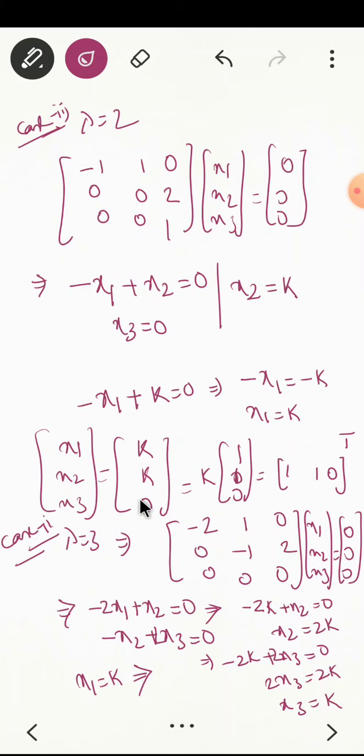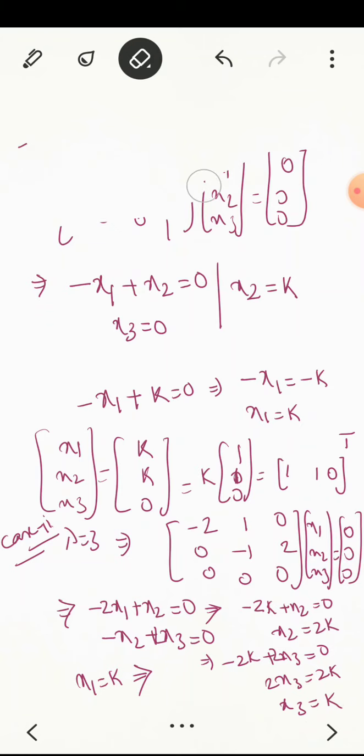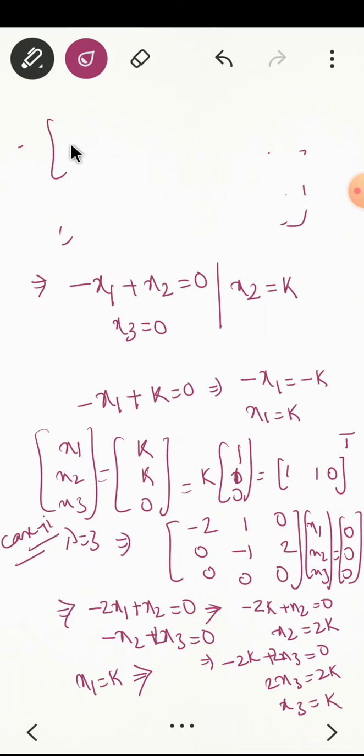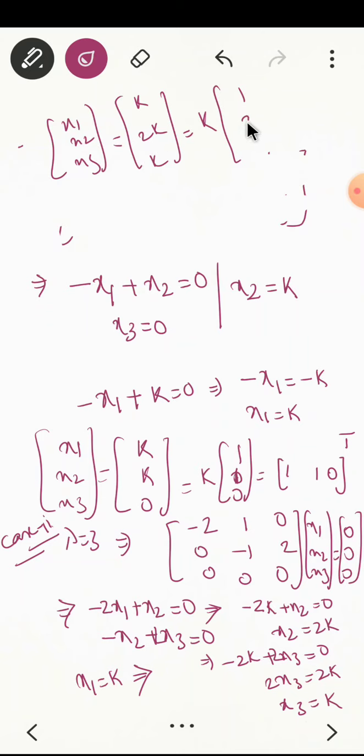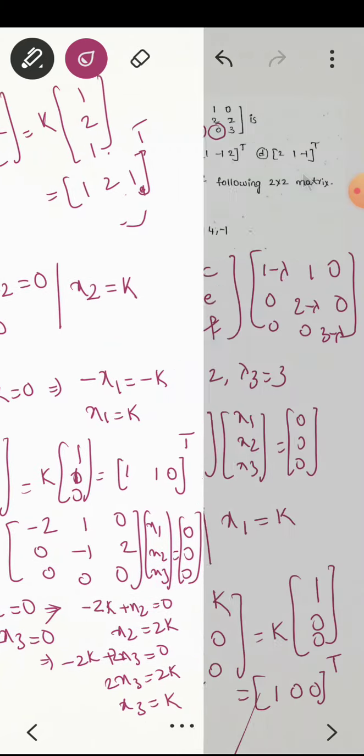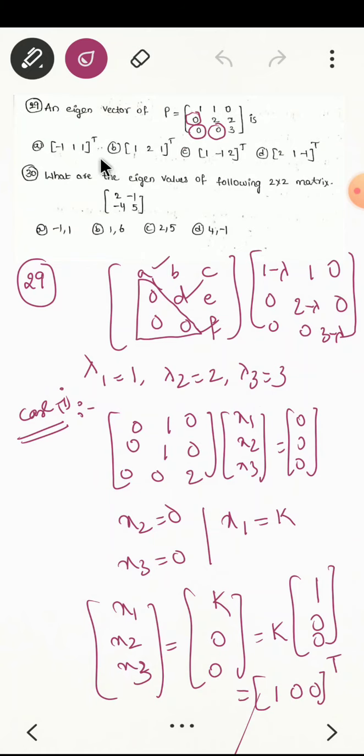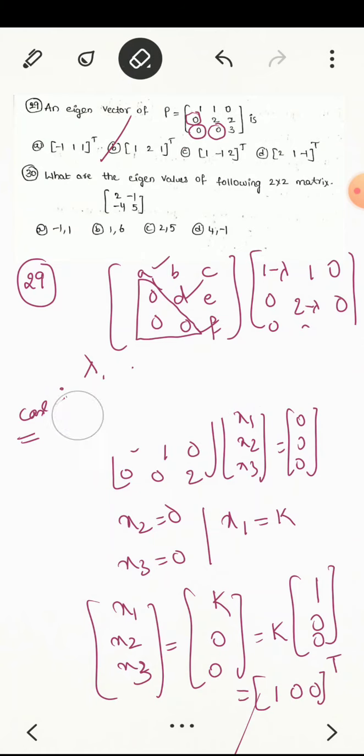Now start writing one more time like that only. Write the vector x1, x2, x3. Then from here, x1 value is k, x2 is 2k, x3 is k. Take out k, I will get 1 2 1. Write in transpose form, 1 2 1 transpose. Do we have any option like this? 1 2 1 transpose. Yes, we have.